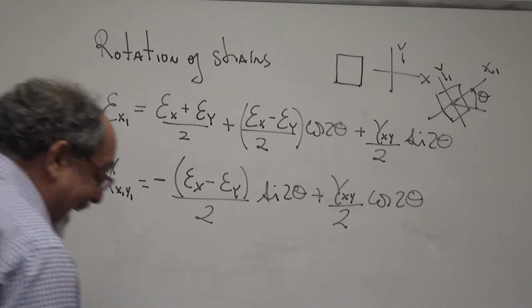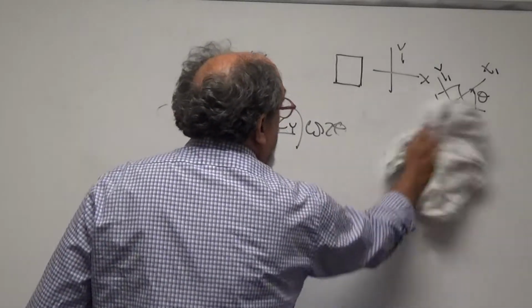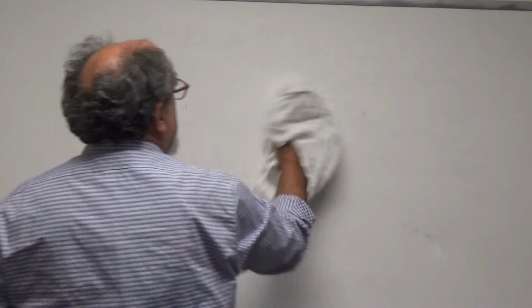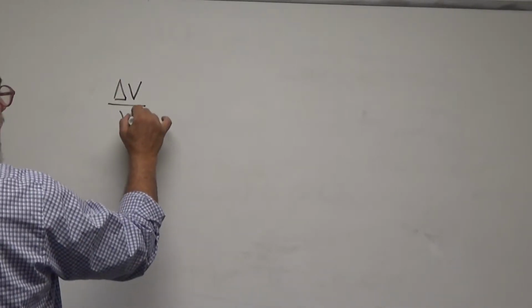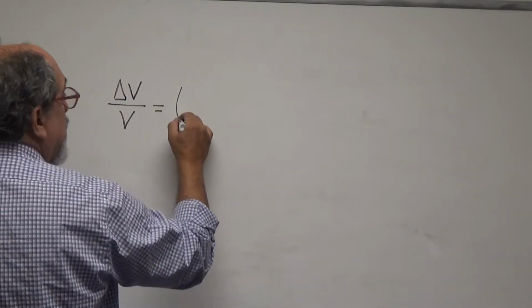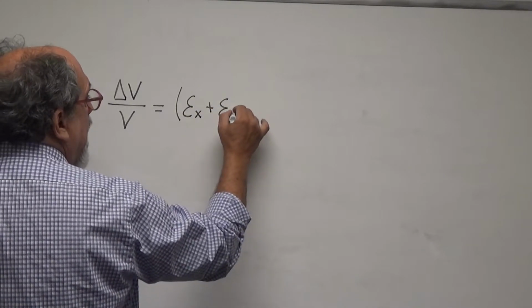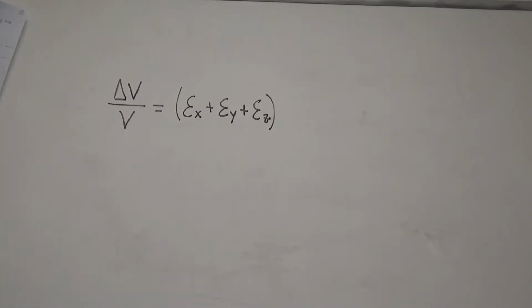Now, looking at the problems in the book, I realized that there are these two very simple things that are asked. If you read the book, you would encounter them immediately, but sometimes you find the question, what is the change in volume? I just make you aware of the fact that the change in volume divided by the volume proves to be epsilon x plus epsilon y plus epsilon z.